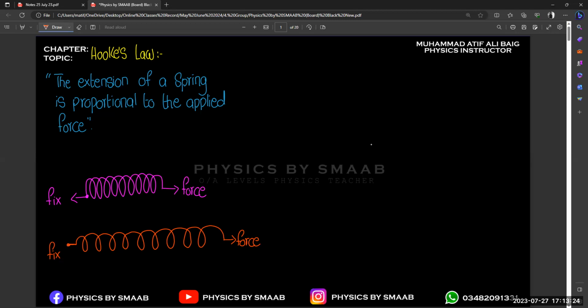So for Hooke's law, there is one more condition in it. Within the elastic limit of the body, or within the elastic limit of the material, the extension of a spring is proportional to the applied force.